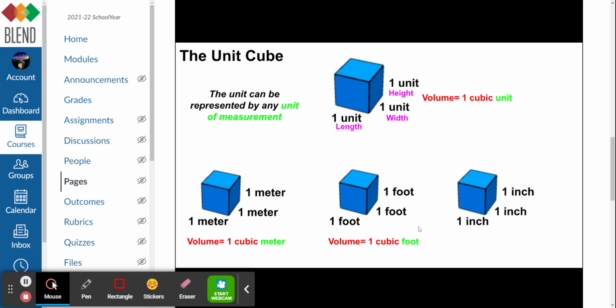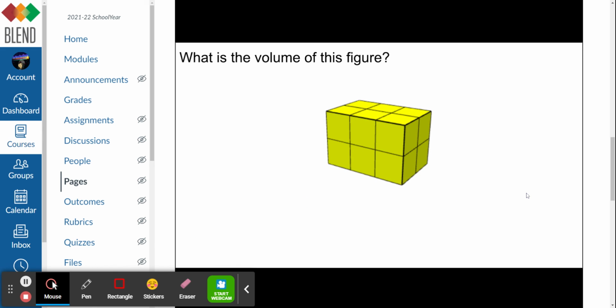So depending on what they write in the problem, definitely read your labels. As you can see, it's very important. If this was a cubic meter, that's way bigger than a cubic foot, which is way bigger than a cubic inch. But they all look the same. They're labeled differently, right? So what is the volume of this figure?